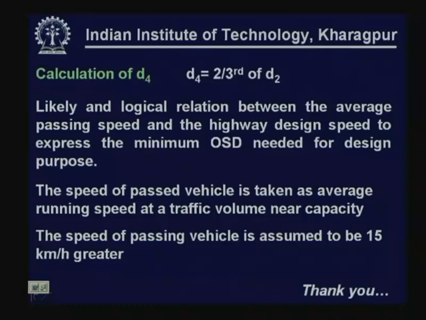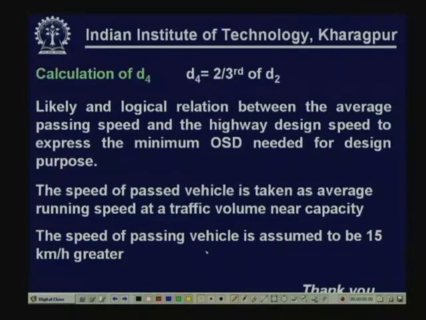Therefore, it is necessary to establish a likely and logical relation between average passing speed and highway design speed, because highway design speed is known. So, a logical relationship is to be established. If this is the design speed, then what should be the average passing speed? Then only the D1, D2, D3, D4 components can be calculated and added together.